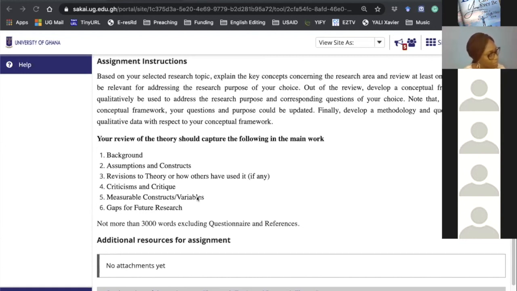How do people measure it? What are the measuring items for measuring them quantitatively? Show us a questionnaire that the person uses and what questions he put around the variables. That's for the future research.